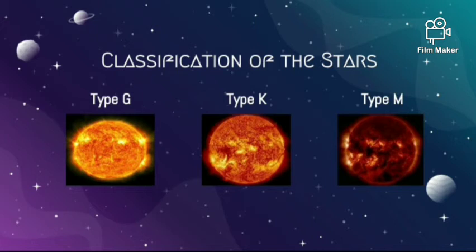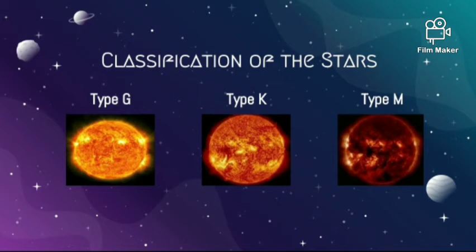Type K stars. A Type K star, or orange dwarf, has a mass between 0.5 and 0.8 solar masses and a temperature between 3,900 and 5,200 kelvins.